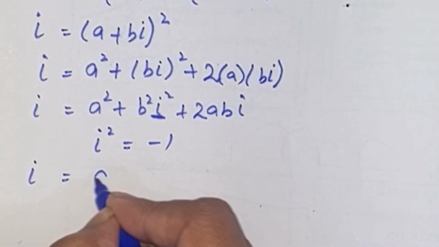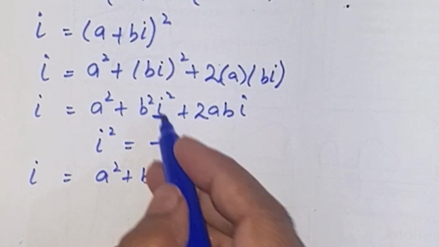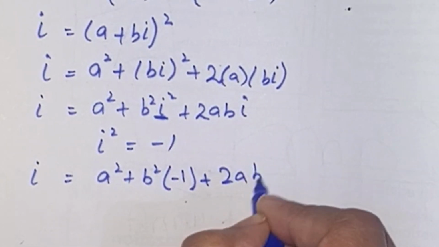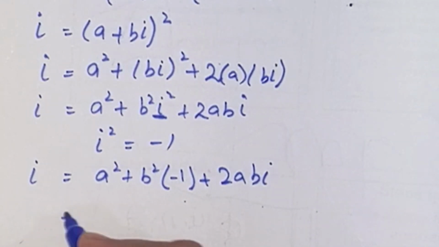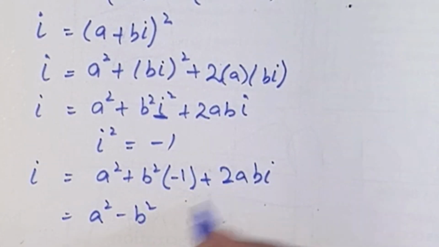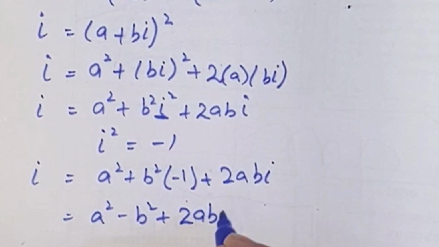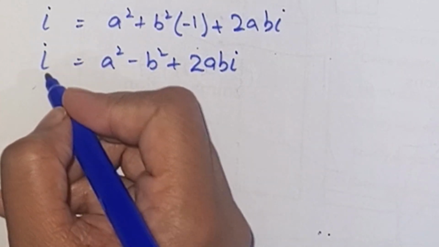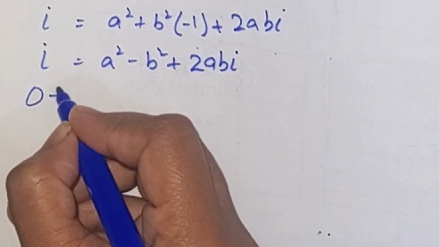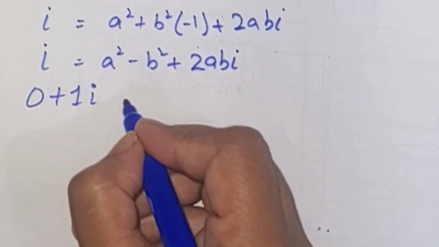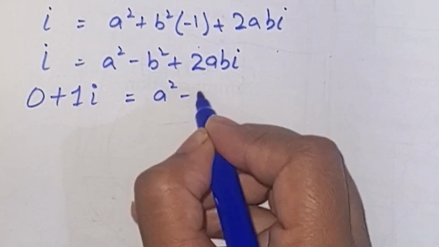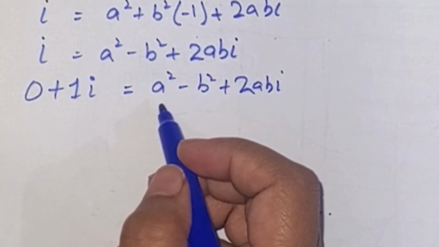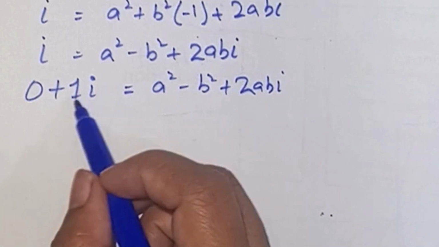So iota is equal to a square plus b square times minus 1 plus 2 times the product of a, b and iota. Now we write this as a square minus b square plus 2 times the product of a, b iota, and the left hand side is just iota. Now we write this iota as 0 plus 1 iota. We copy the right hand side, which is a square minus b square plus 2ab iota. Now in the next step we separate the real and imaginary parts.